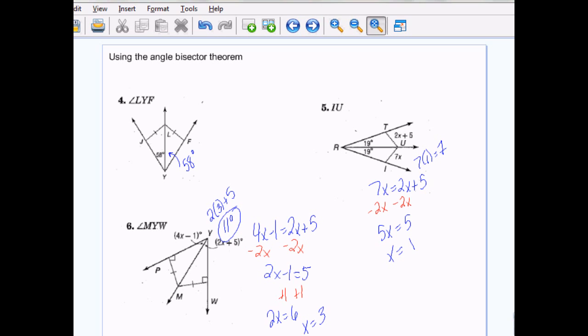So basically the same idea as with the angle bisectors, or the perpendicular bisectors and the angle bisectors are kind of the same idea, right? You get two parts that are equal to each other, so you can solve them that way.